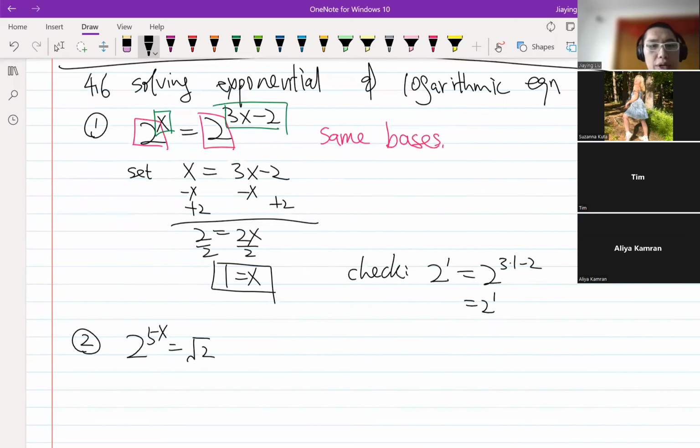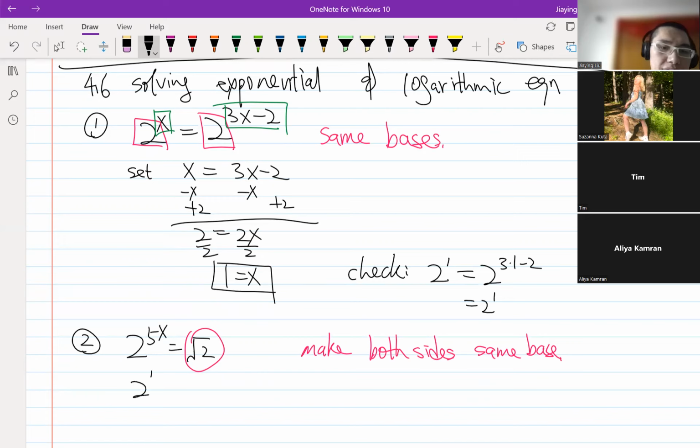Well, the trick here is that we're going to take a look at both sides to see if we can make sure the bases are the same. So try to do some manipulation until the bases are the same. So make both sides the same base. On the left side, we have a base 2. There's probably not much we can do there, but the right side, square root of 2, we can actually rewrite using the exponent notation. So that's 2 to the 1/2. So 2 to the 5x equals 2 to the 1/2.